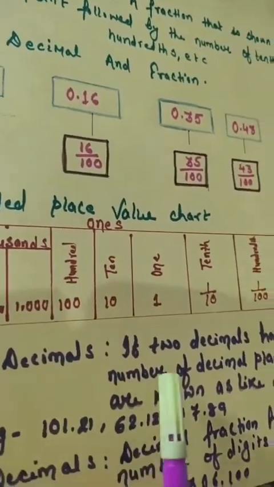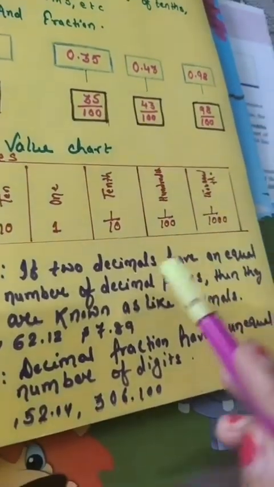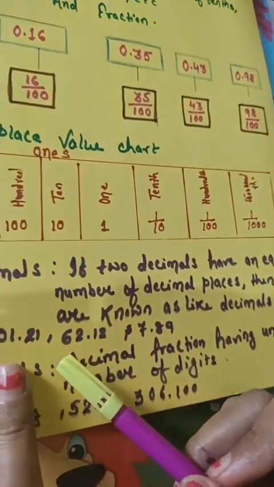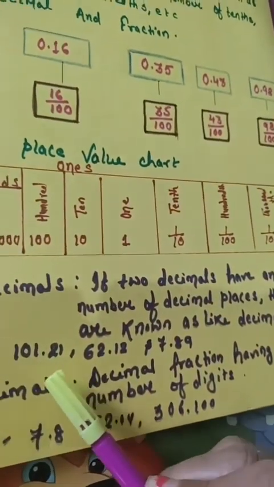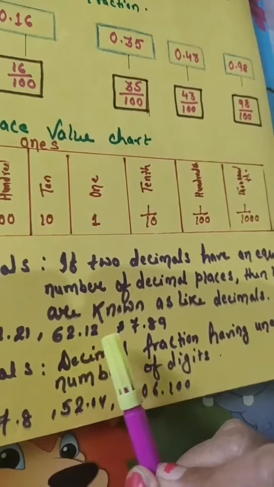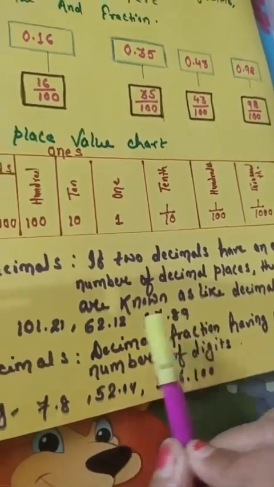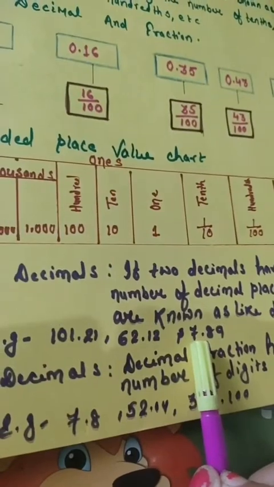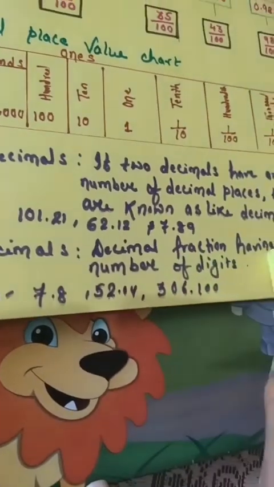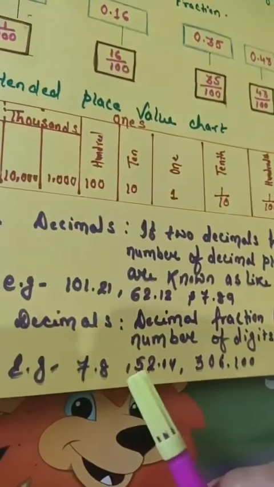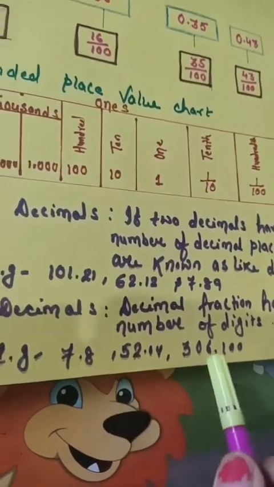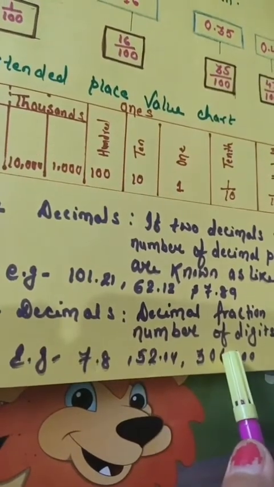Like decimals: if two decimals have an equal number of decimal places, then they are known as like decimals. Suppose 101.21 is given. So after the point there are 2 digits, it is a like decimal. 62.12, again 2 digits after the point. If the digits after the point are the same in number, this is a like decimal. And second part, unlike decimals. Decimal fractions having an unequal number of digits. For example, 1 digit after the point, 2 digits, 3 digits. So their digits are not the same. It means these are unlike decimals.